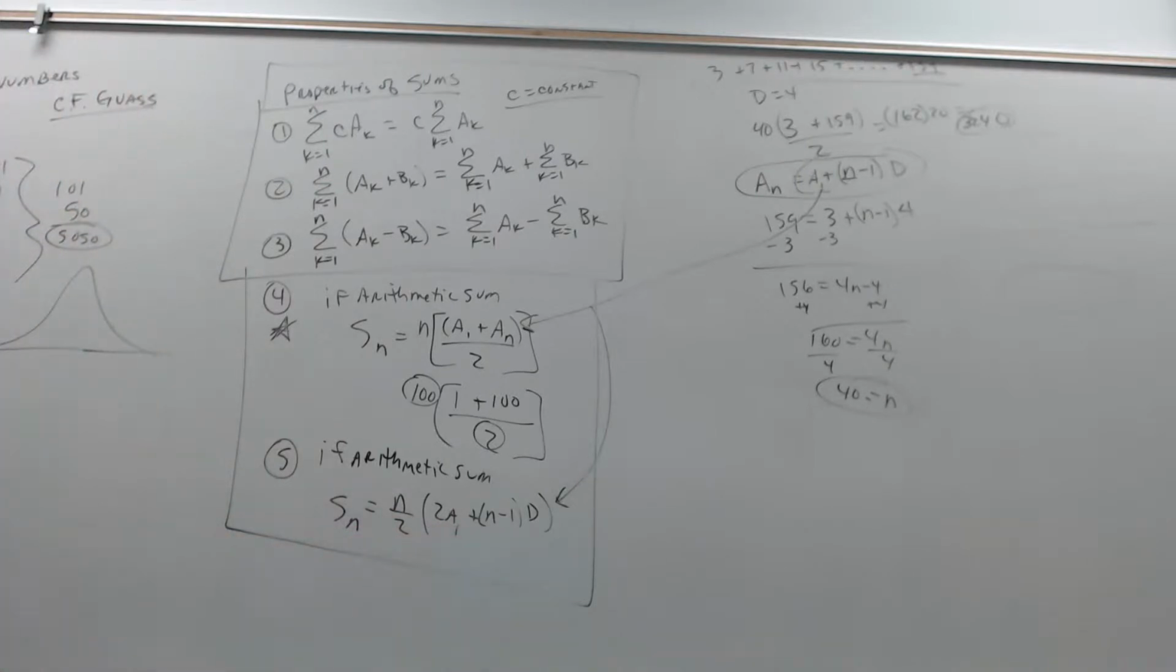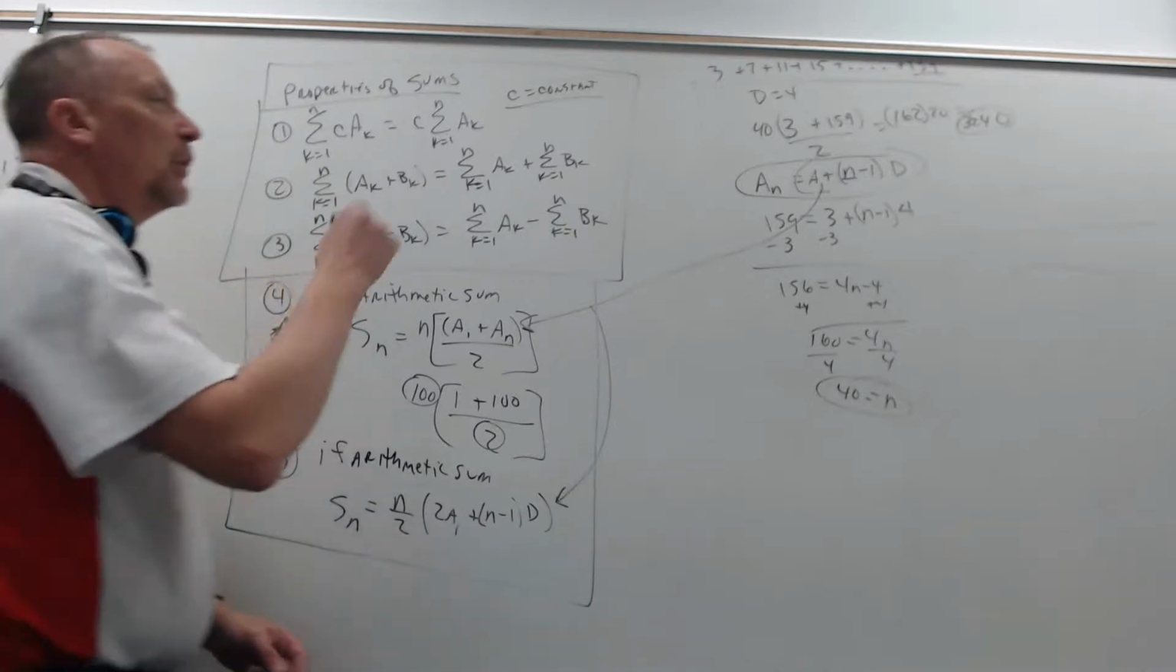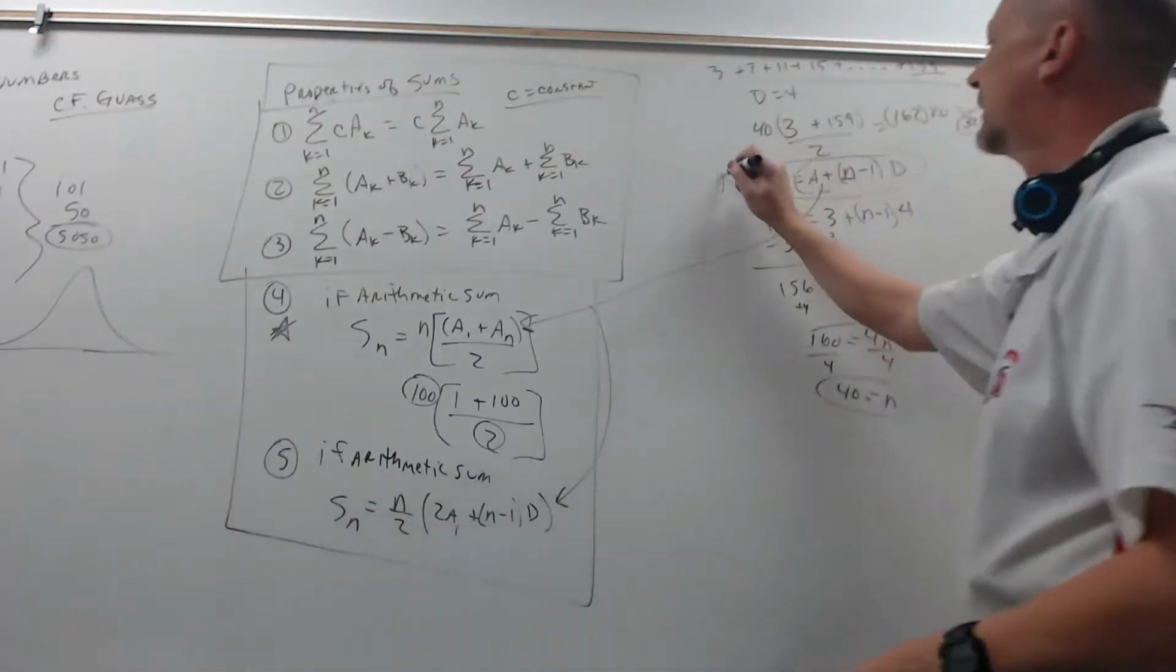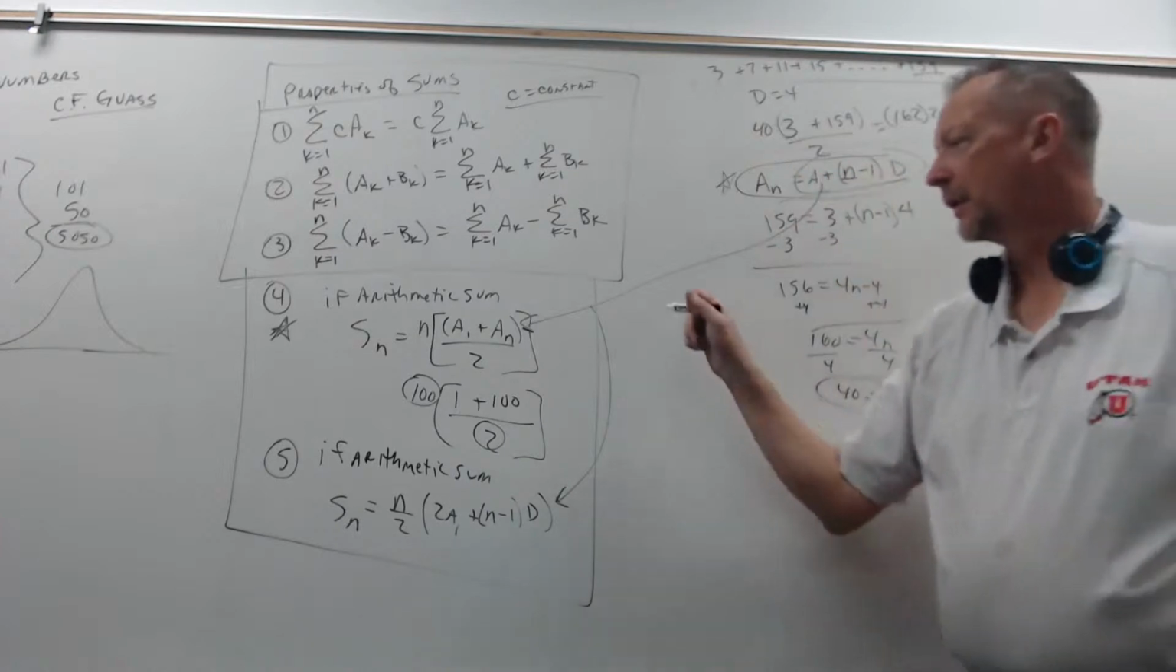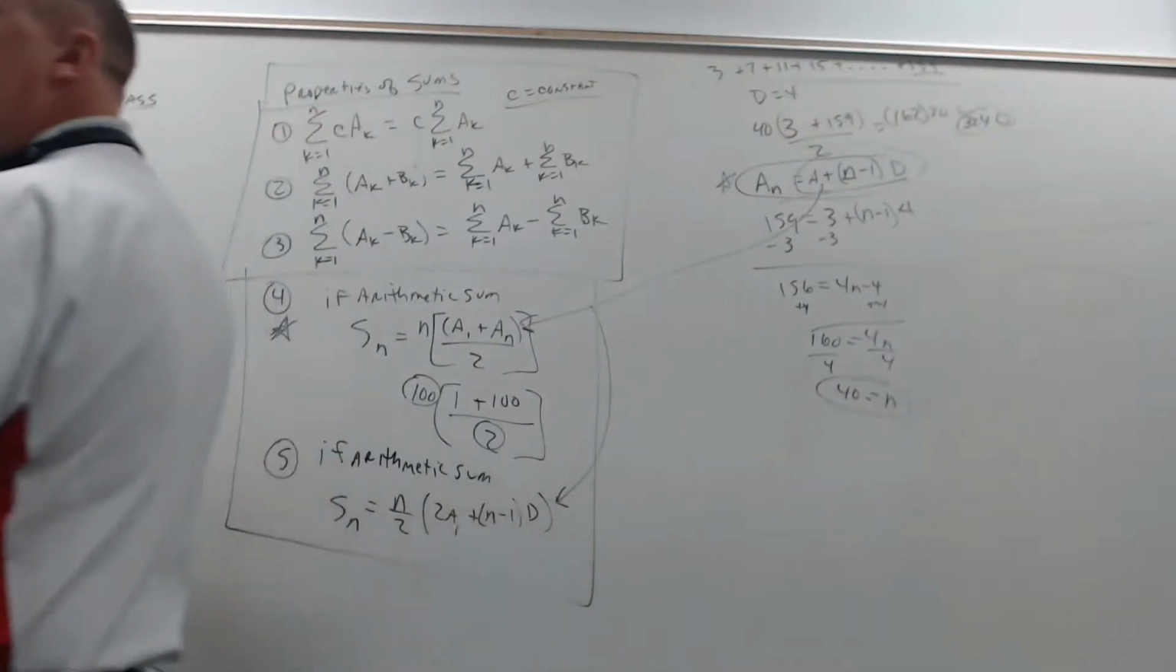Will I survive if I don't memorize number 5 as long as I memorize the other one? Yeah, as long as you memorize 4 and this one, which I didn't give a number, 0, I guess. Okay, definitely need to know that one, and you should know this one.